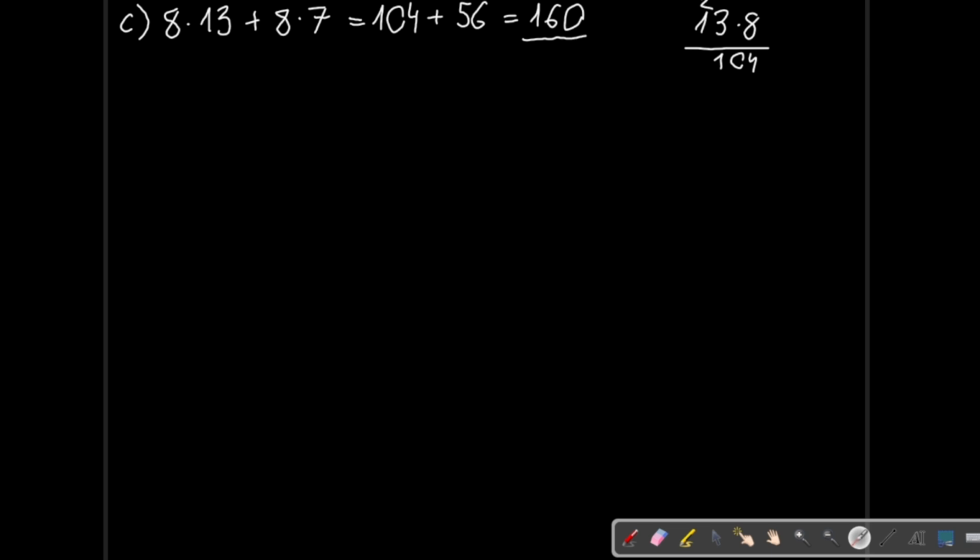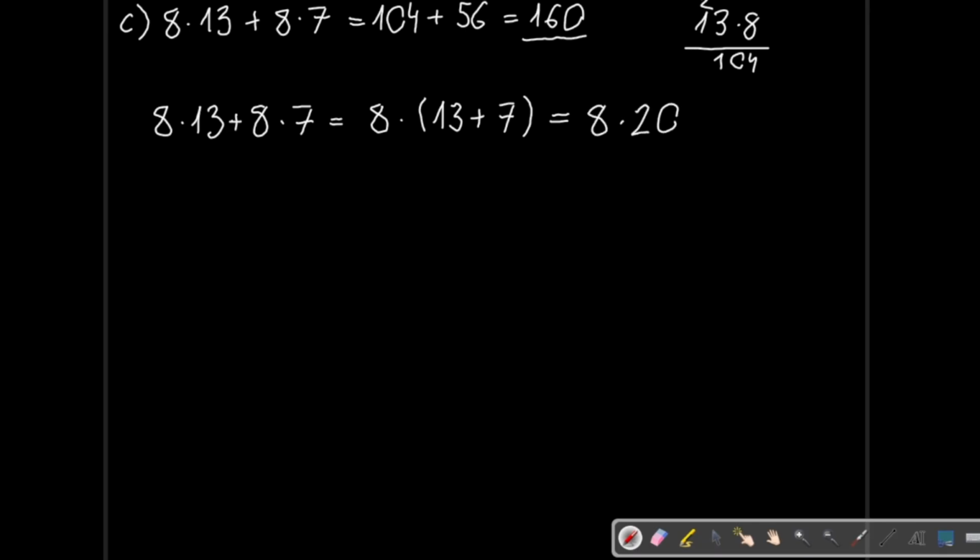What we can do is we can write, sorry, there's a plus. We can write this using the distributive property. 8 times 13 plus 7, since that's how the distributive property works. And now we can do the brackets. That gives us 20, and 8 times 20 is 160.